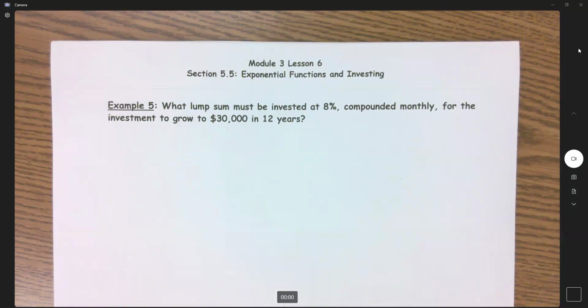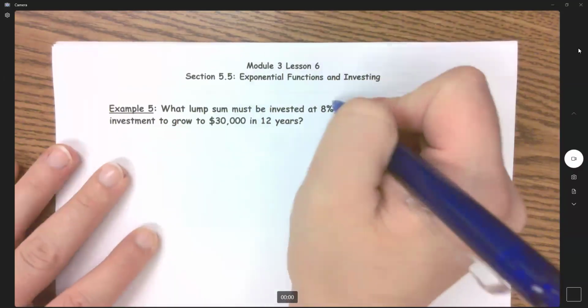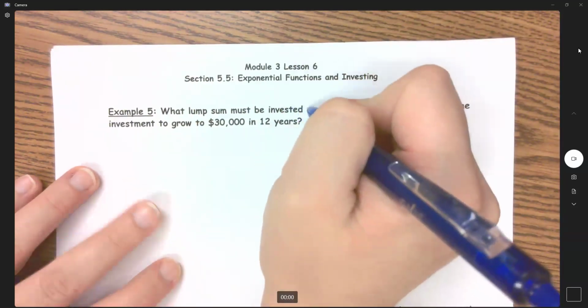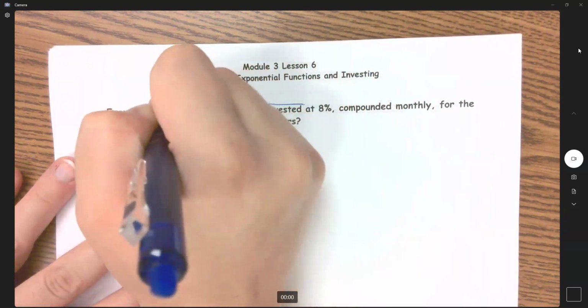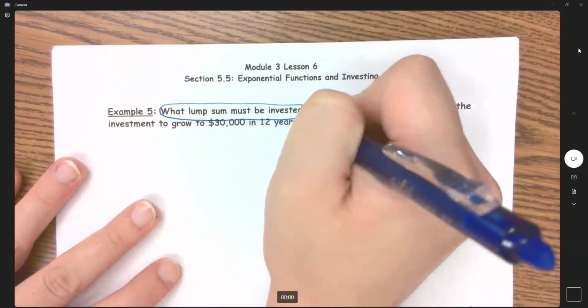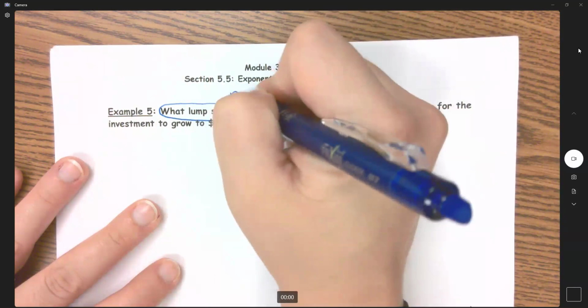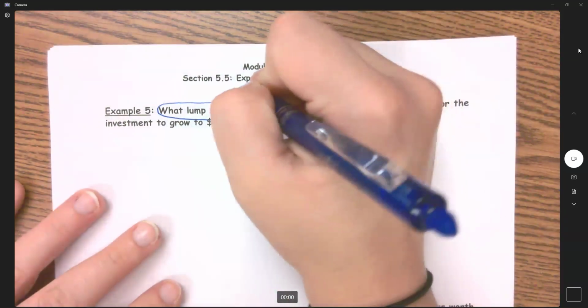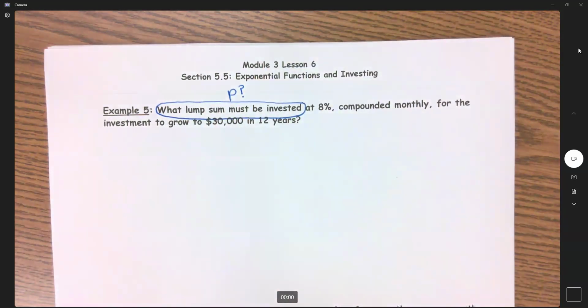Example 5 says, what lump sum must be invested at 8% compounded monthly for the investment to grow to $30,000 in 12 years? So, what lump sum must be invested? That's my initial amount. That's my P. So what I don't know this time is my P. That's what we need to solve for.